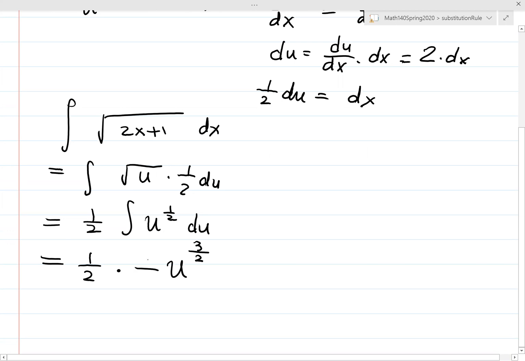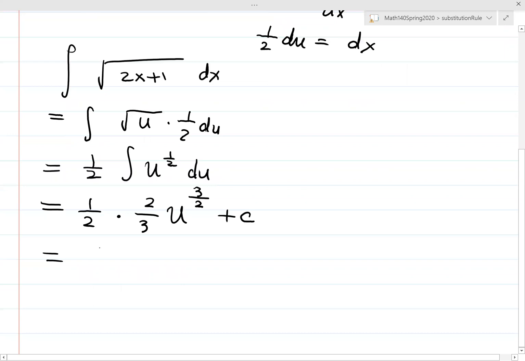And then divide, so we multiply the reciprocal, plus constant c. So this will be 1/3. 2 cancels 2. Now u to the 3 over 2. U is, remember, 1 plus 2x, so the answer is 1 plus 2x to the power of 3 over 2 plus constant c. Then we're done with this problem.